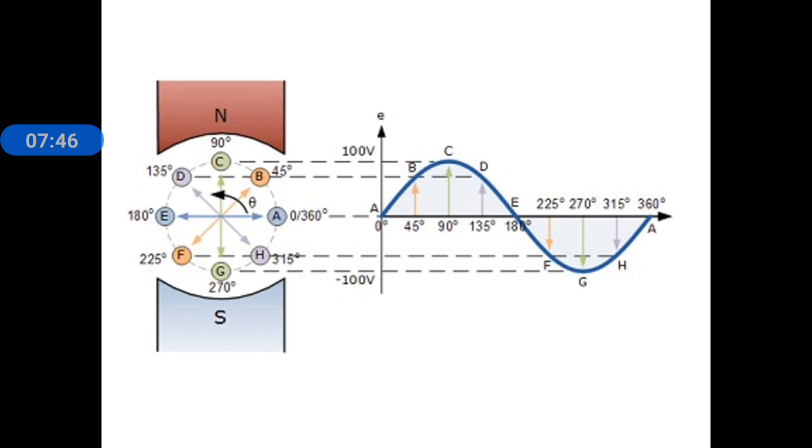So in a complete round: A, B, C, D, E, F, G, H, again A. A is 0, B has some value, C is maximum, D is the same as B, E means 0, F is the same as D in value but opposite, G is maximum in the opposite, negative direction, and H is the same value as F. Then from H to A it reaches 0. So one complete rotation means 360 degrees. In the 360 degrees: 0, maximum, 0, maximum, 0.